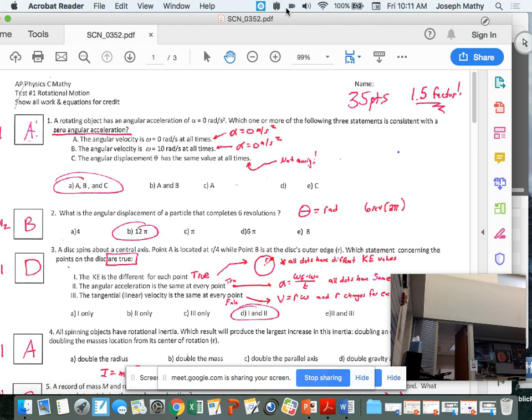For instance, if I want to know the angular displacement of a particle that completes 6 revolutions, well, then I just need to set up my 6 revolutions times 2 pi, and I'm all good. It'll be 12 pi.